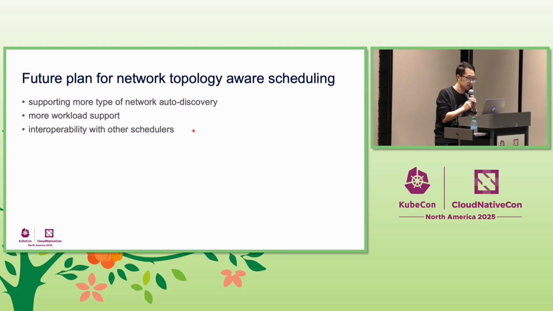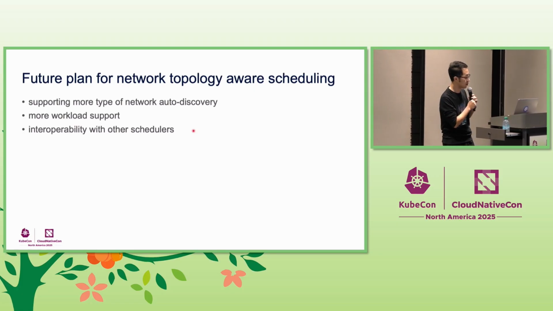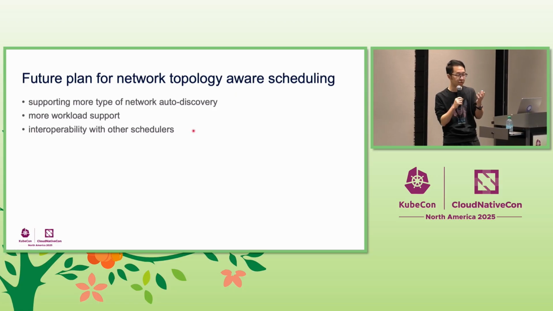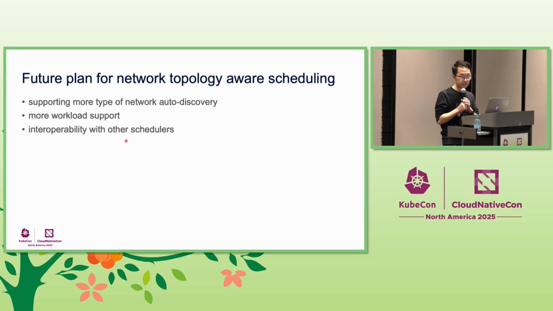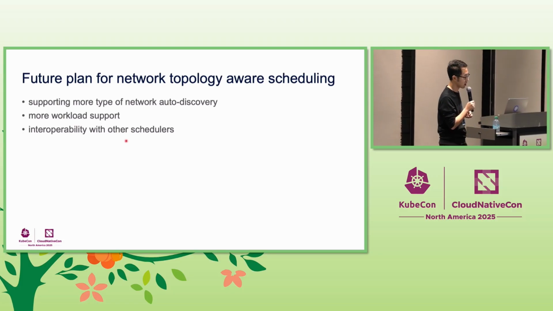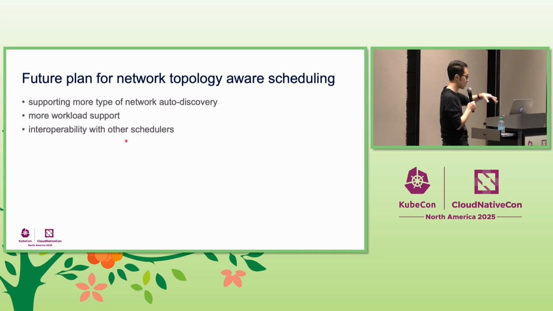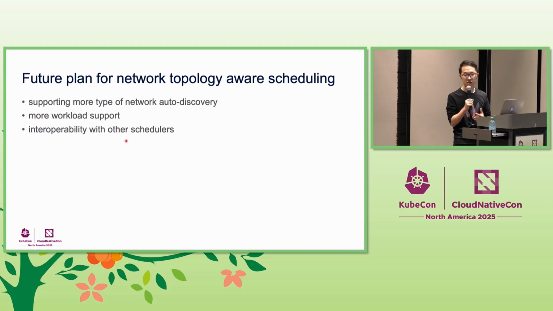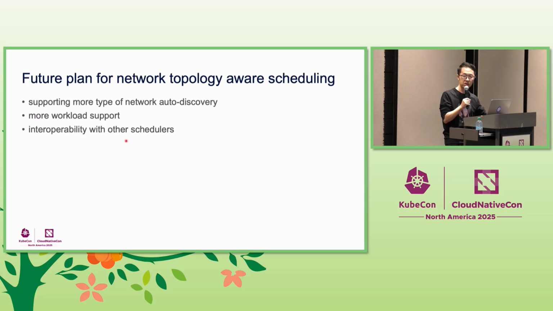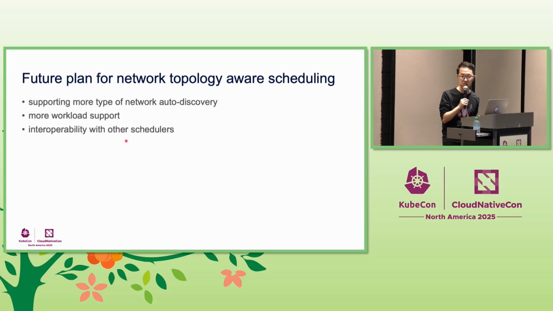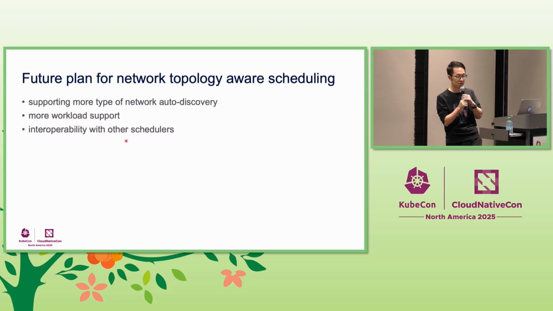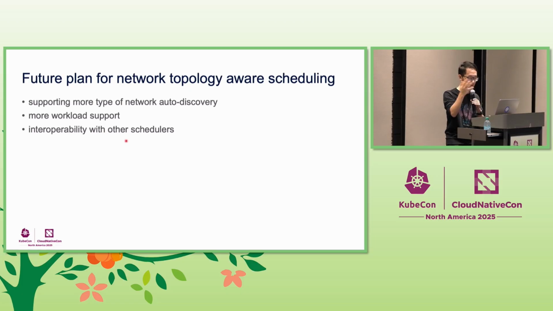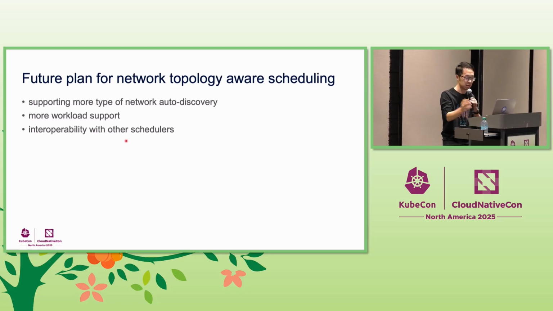We are working on supporting more types of network auto discovery, and also more workload types. I would also like to highlight that if you are not using the scheduling functionality and you just want to simplify the view of your cluster network topology, you can just install the HyperNode controller and the HyperNode CRD to your cluster. It will bring you a unified view of that, even if you are using the default scheduler or together with the queue.